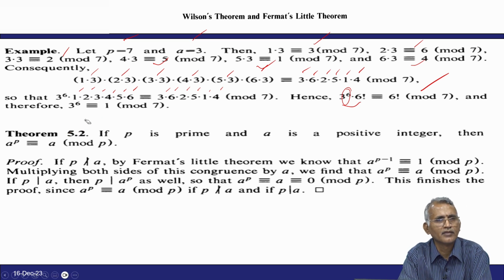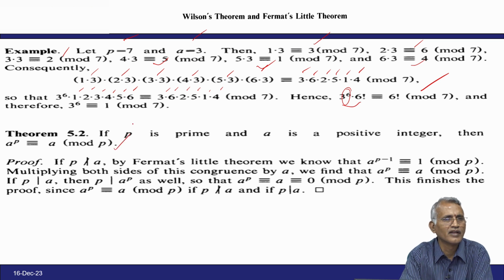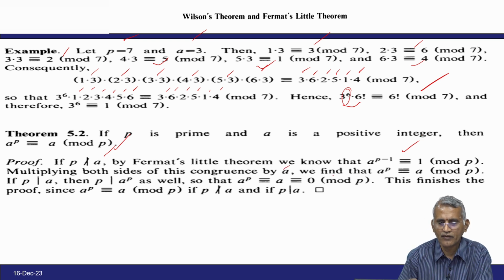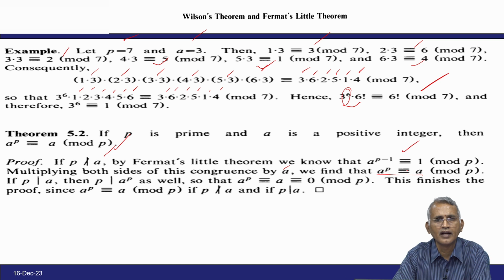Now, we have a theorem. If p is a prime and a is a positive integer, then a power p is identically equal to a under modulo p. For the proof, suppose p does not divide a. According to Fermat's Little theorem, a power p minus 1 is identically equal to 1 under modulo p. Multiplying both sides of this congruence by a, we find that a power p is identically equal to a under modulo p.